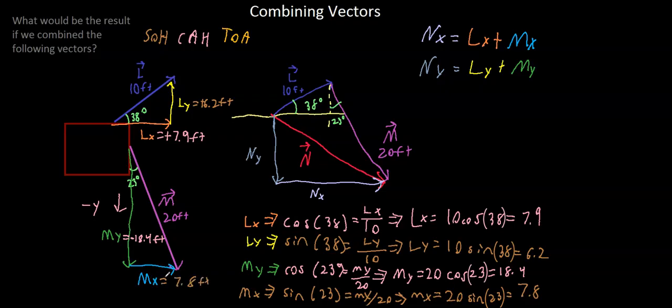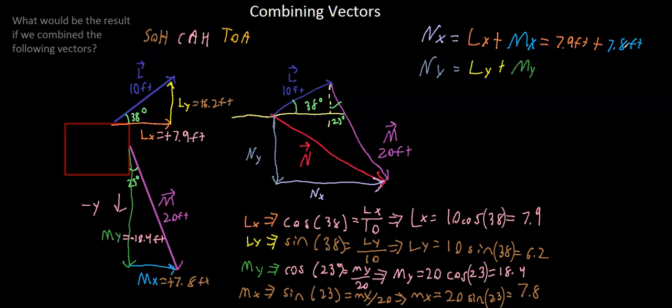And it's important to note that this is positive because it's going to the right. Going to the right is a positive x component. And so now we can go ahead and find N of x and N of y just by adding up these values. So N of x will be L of x. We said L of x was 7.9 feet. And we can add that to whatever M of x was. Well, M of x was 7.8 feet. So we add those up.